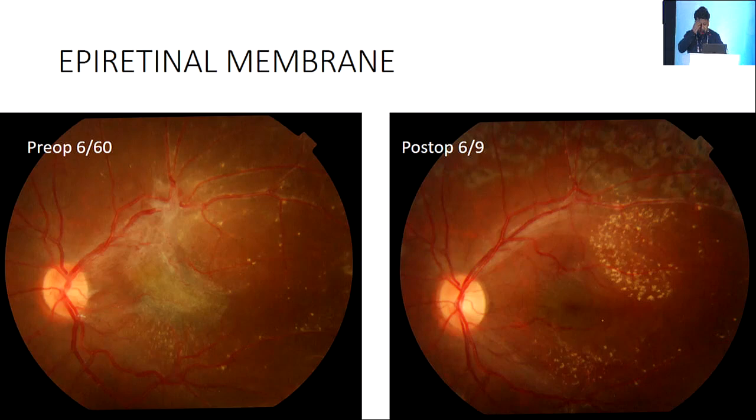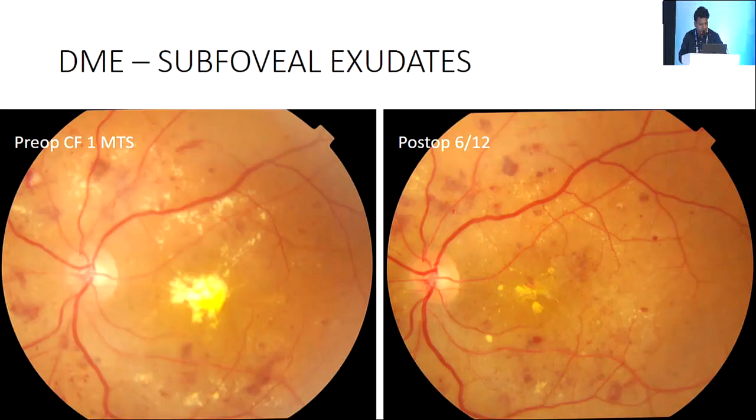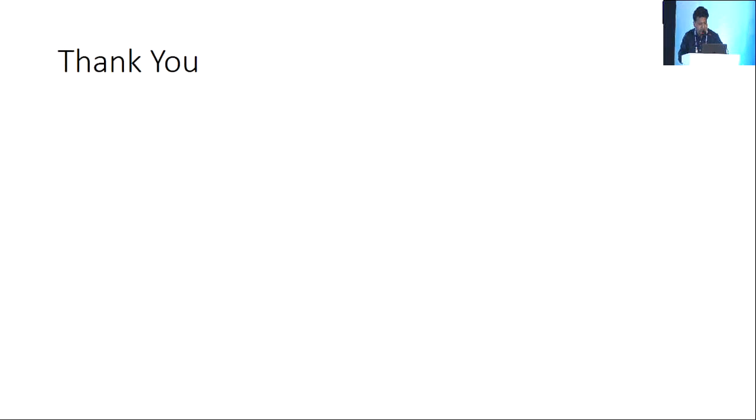This is a patient in which there was an epiretinal membrane in a diabetic case, and you have to do a vitrectomy as a primary procedure here. And this is the patient with diabetic macular edema with subfoveal exudates, in which the exudates were increasing despite multiple injections. And in this, the vitrectomy was done and the patient improved.